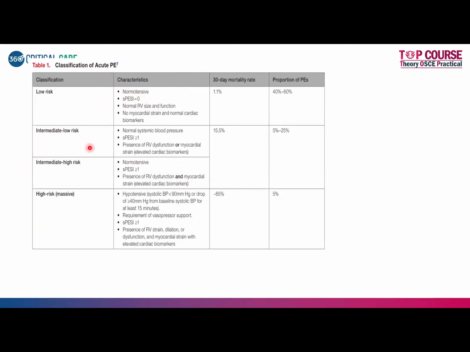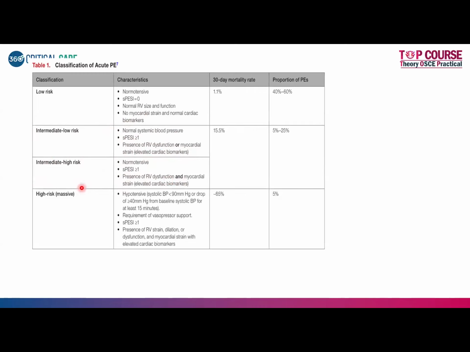Intermediate risk. Now, intermediate risk is divided into two. Okay, we have the intermediate low risk and the intermediate high risk. But what differentiates the intermediate low risk and high risk is the last one. So basically, simplified PESI is more than or equal to 1 and the patient comes with normotension. However, in the first one, presence of an RV dysfunction or myocardial strain, which is the elevated cardiac biomarkers, any one of them may be present. But in the intermediate high risk, both of them are present. That is elevated cardiac biomarkers with the presence of an RV dysfunction.